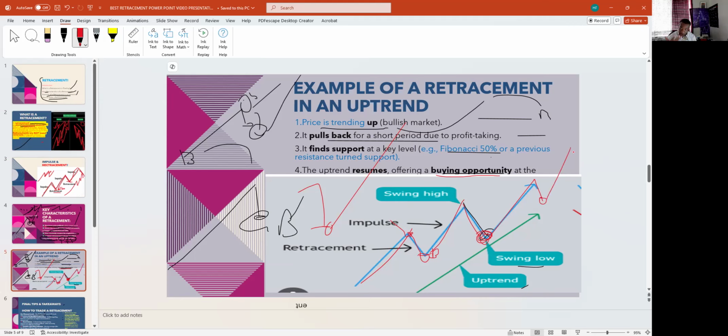So you wait for the pullback. When it goes back down, you buy there. You can do it in an uptrend, most of the time in an uptrend, at the swing low. That's the way it works.